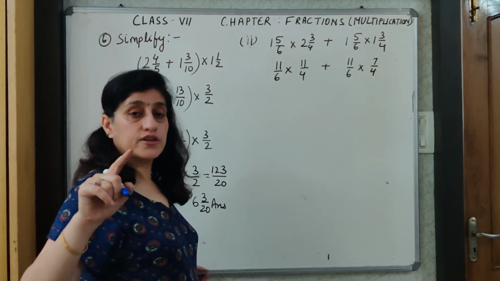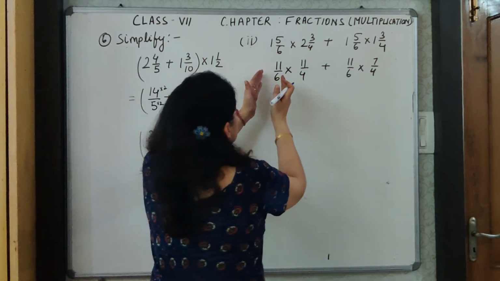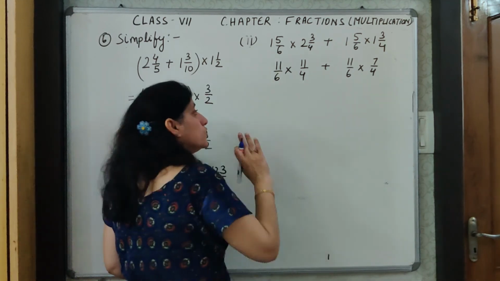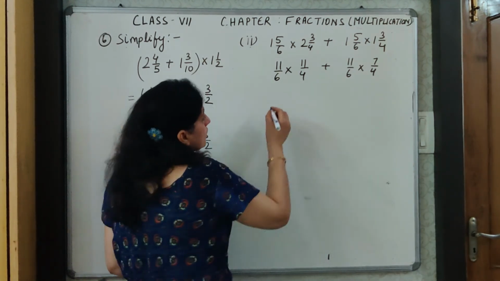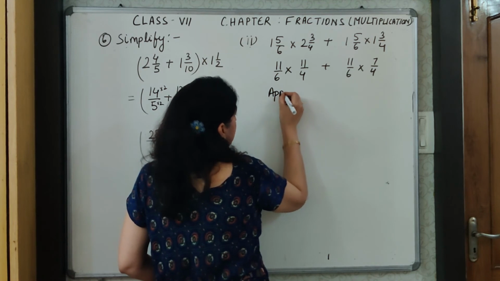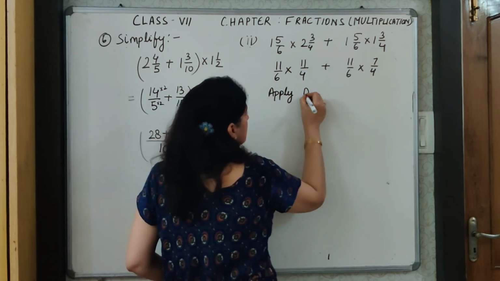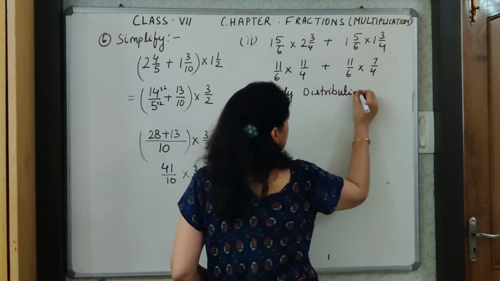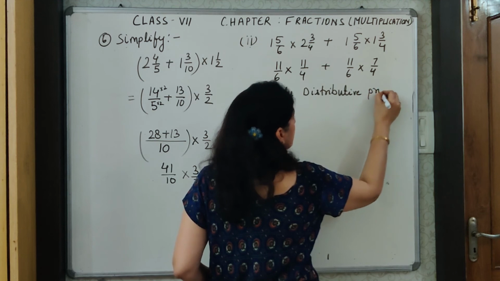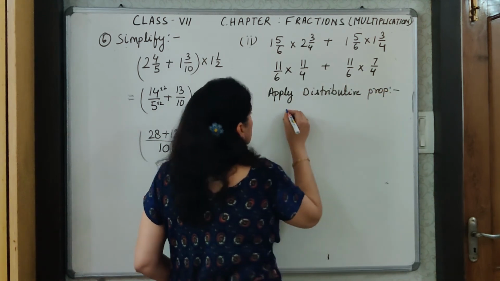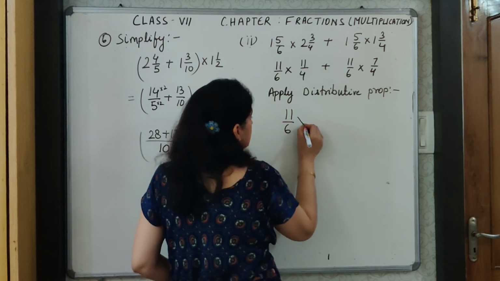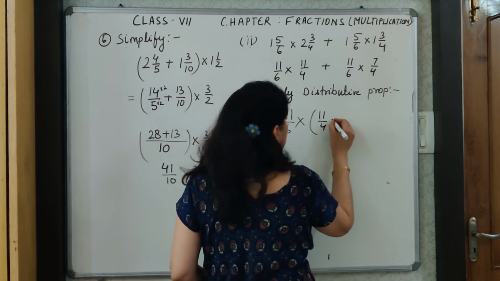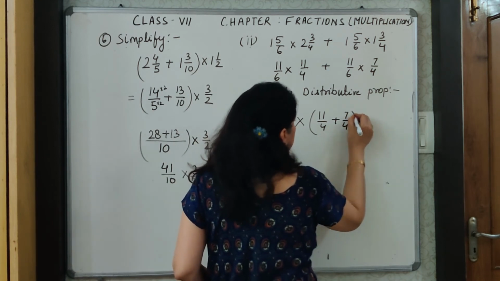Remember the distributive property of multiplication over addition. So this number is distributed by multiplication over the addition of this. You can continue simply also, or you can apply the property also. But because you have done the property, I am applying the distributive property. You see how it is applied, because the more you apply, the easier things become for you. So 11 upon 6 outside the bracket, multiply sign also outside the bracket. In the bracket I have 11 upon 4 plus 7 upon 4.